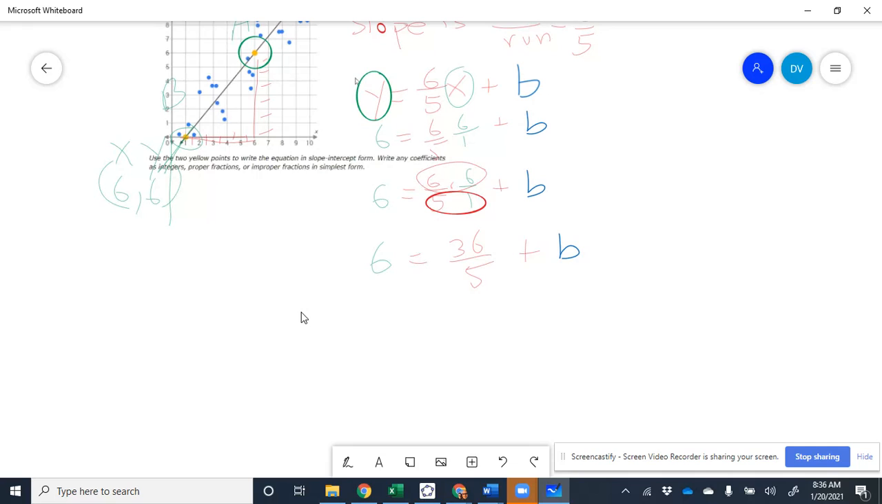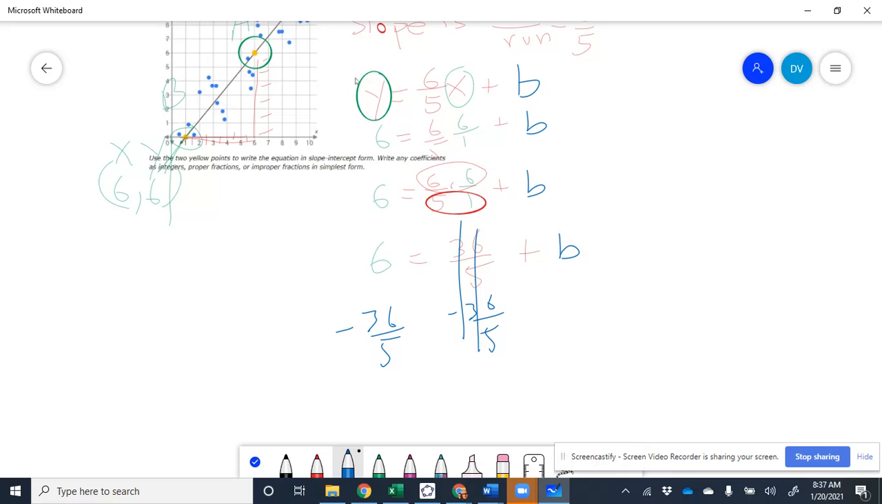Is it b? Don't we have to subtract 36 over 5 from both sides? Yeah. All right, so I'm going to write what I just said. I'm going to subtract 36 over 5 from this side, and I'm going to subtract 36 over 5. They have to be able to subtract fractions. So b is going to be equal to 6. Can I call it 6 over 1? Yeah. Minus 36 over 5.